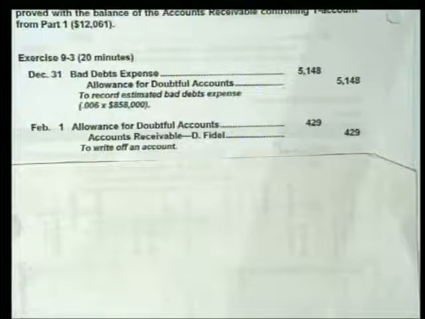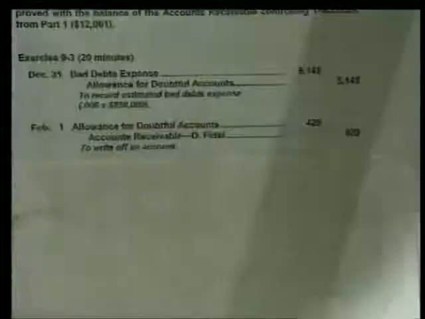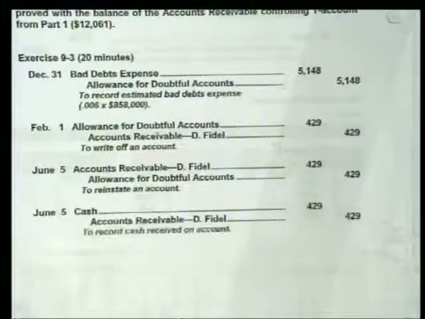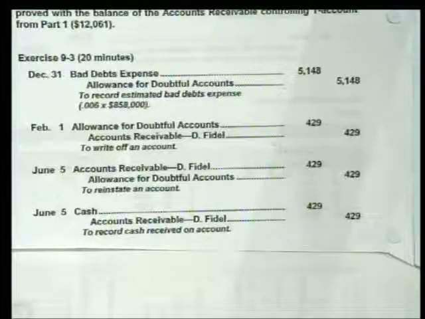Okay? Now then it goes on to say on June 5th, they pay the amount previously written off. So all we do is we reverse that entry that we just made, and then we show the cash collection. You guys getting these? Questions?